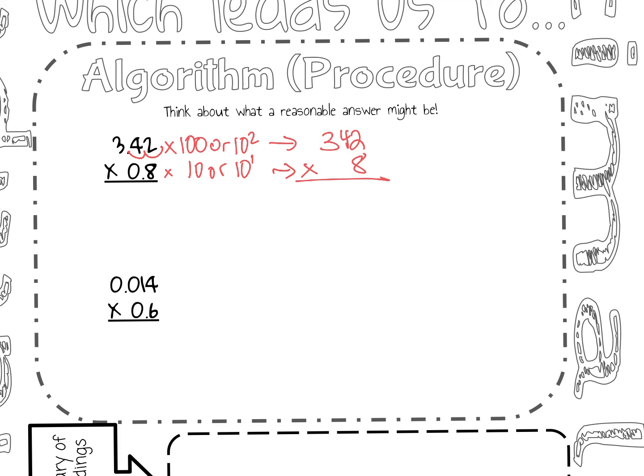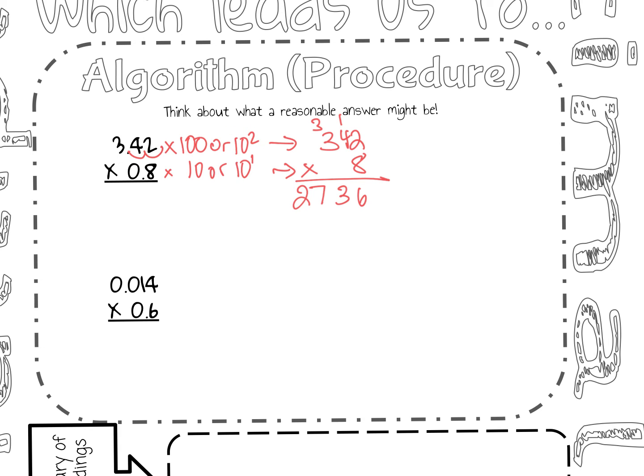Now I'm just going to multiply this like I would normally. So I could do 8 times 2, which is 16. 8 times 4 is 32, plus 1 is 33. 8 times 3 is 24, plus 3 is 27. So now I have this value of 2,736. But we know that's not correct because we have to look back at the fact that we changed our values.